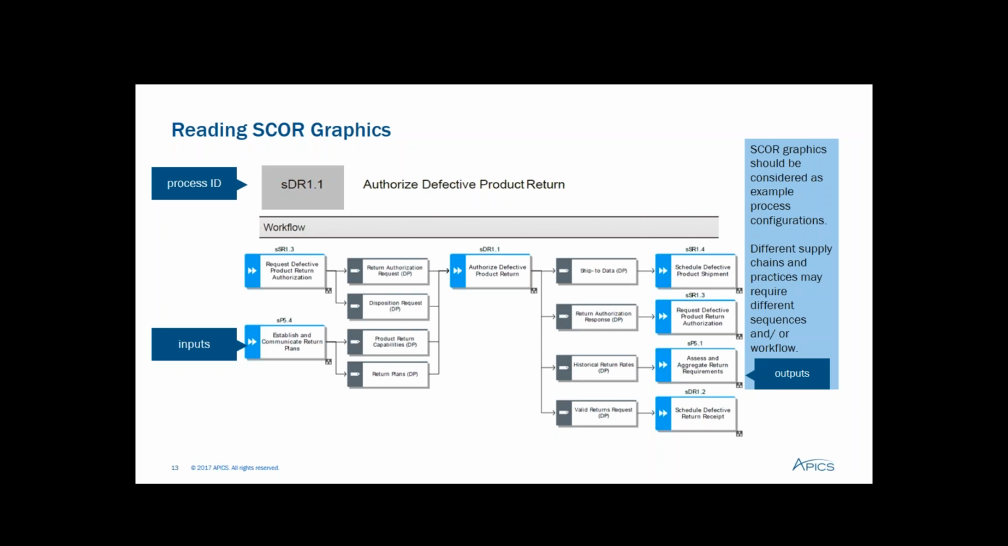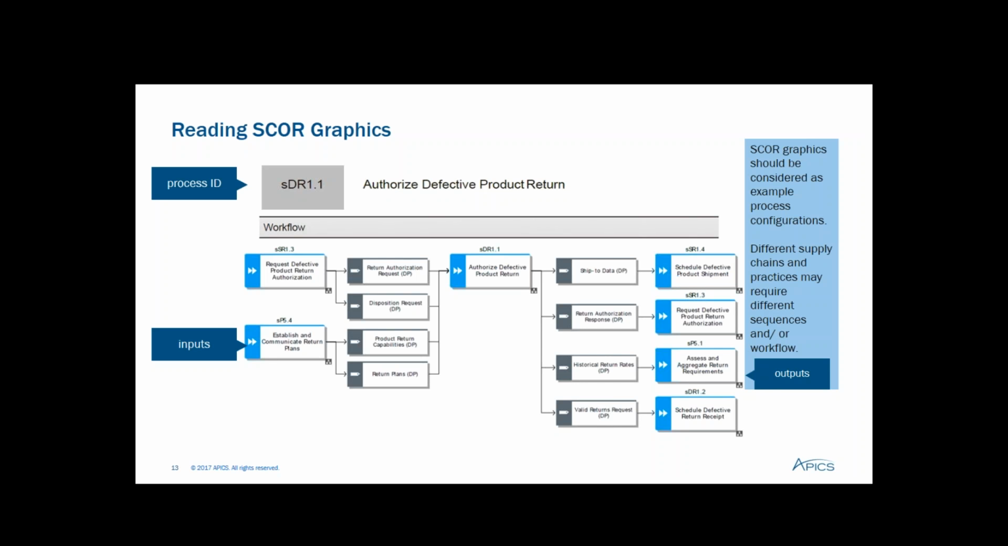On a typical SCOR graphic workflow, we would find the process ID for the SCOR table, which appears at the top right of the table. On the left-hand side of the diagram are the input SCOR tables used to work with the SCOR process table activity. Note that table SDR1, delivered return defective product, is a level 2 SCOR process table. The SCOR input tables can vary by industry and requirements.